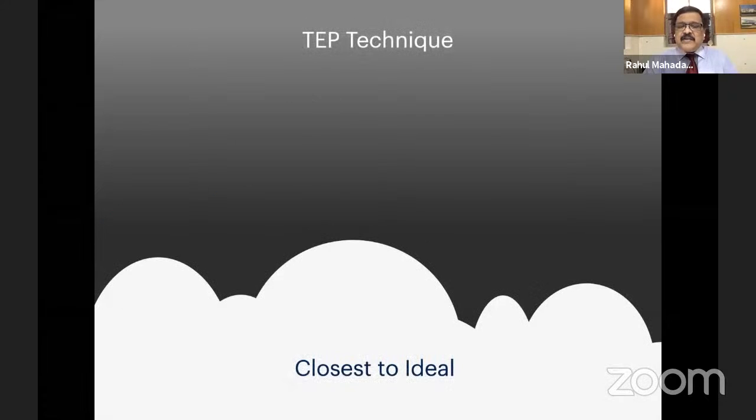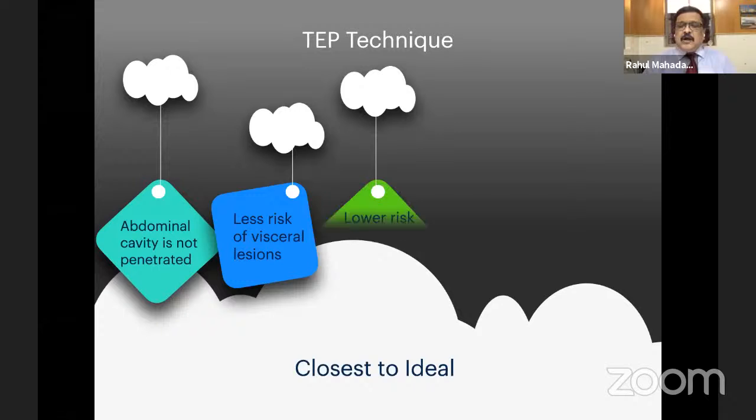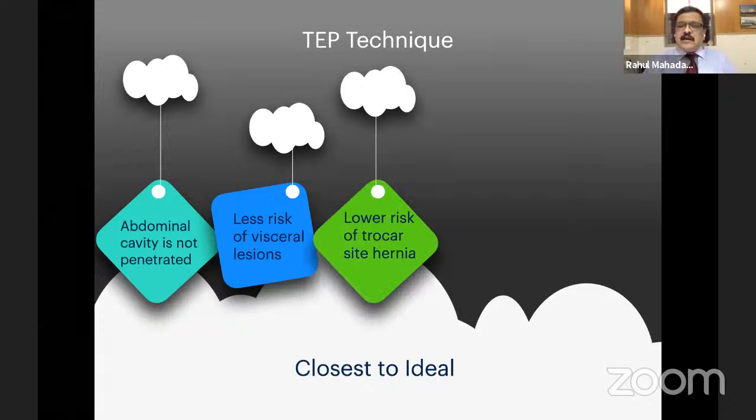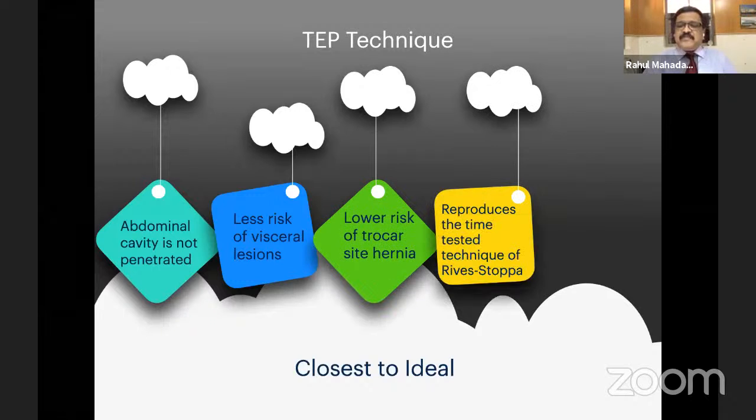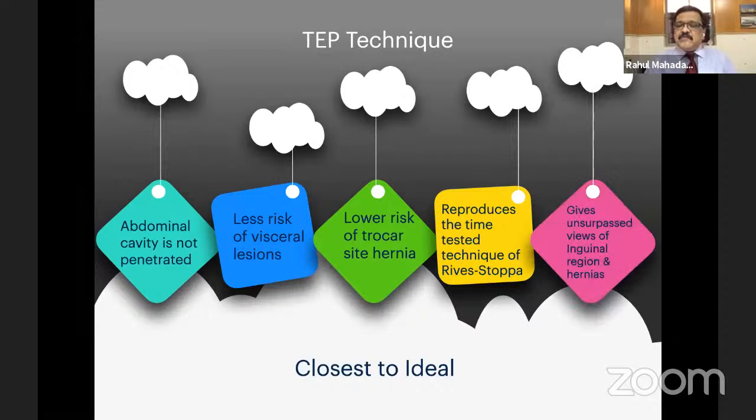And we will discuss this eTEP technique for the inguinal hernia. Now, TEP technique is the closest to the ideal. Why? Because the abdominal cavity is not penetrated, less risk of visceral lesions, low risk of trocar site hernias, it reproduces the time-tested technique of Rives-Stoppa, and gives the unsurpassed view of the inguinal region for dealing with the hernias.